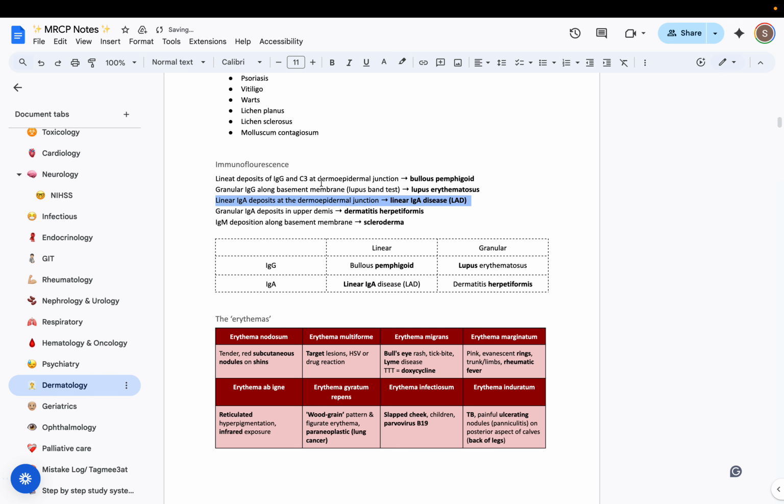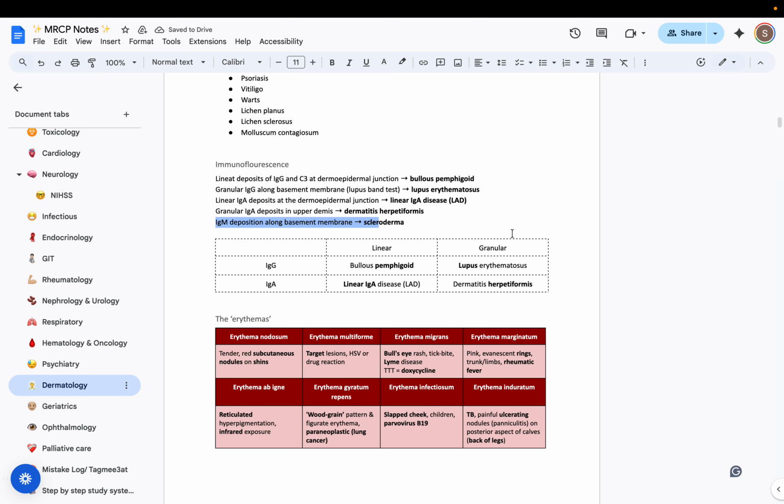Okay. Now, granular IgG deposits is lupus. This happens along the basement membrane, lupus band test. And then dermatitis herpetiformis, this is associated with celiac, so it's IgA deposition in the epidermis. And then IgM deposition is scleroderma.